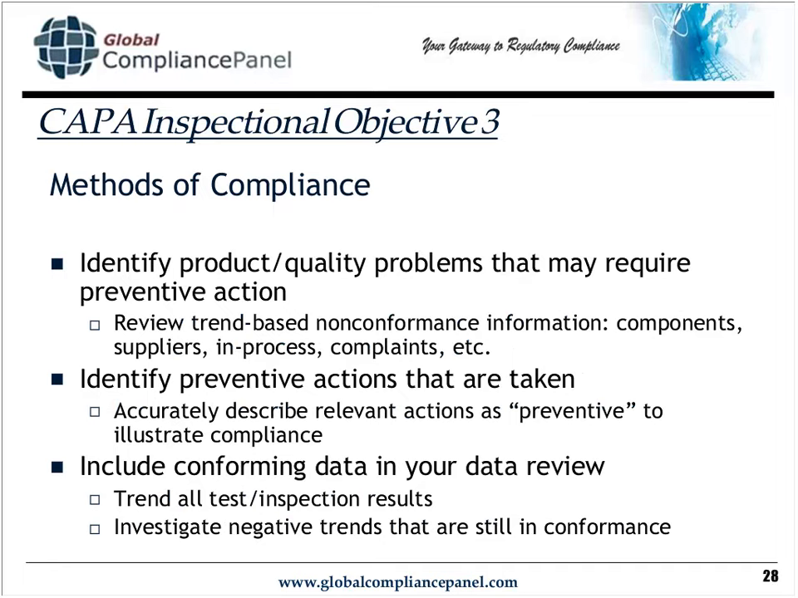So what you want to do is identify all of your problems that may require preventive action, and as I said earlier, look at your trend-based nonconformance information. Also, as I said earlier, you're going to have taken preventive actions. If you have a catheter product line, let's say, and you're getting complaints on the 7 French catheter, you may determine to do a design change to the 7 French catheter, but also do the similar change to the 9 French catheter, upon which you've received no complaints.